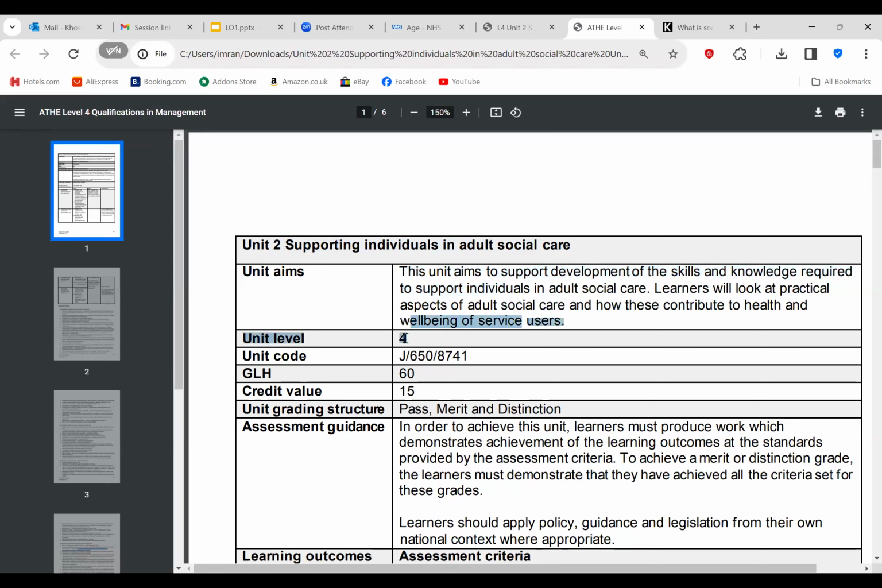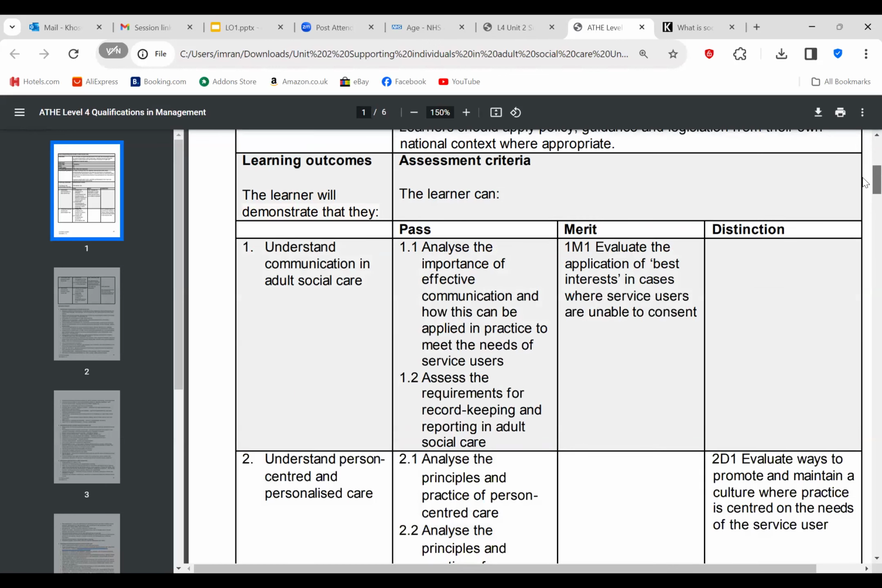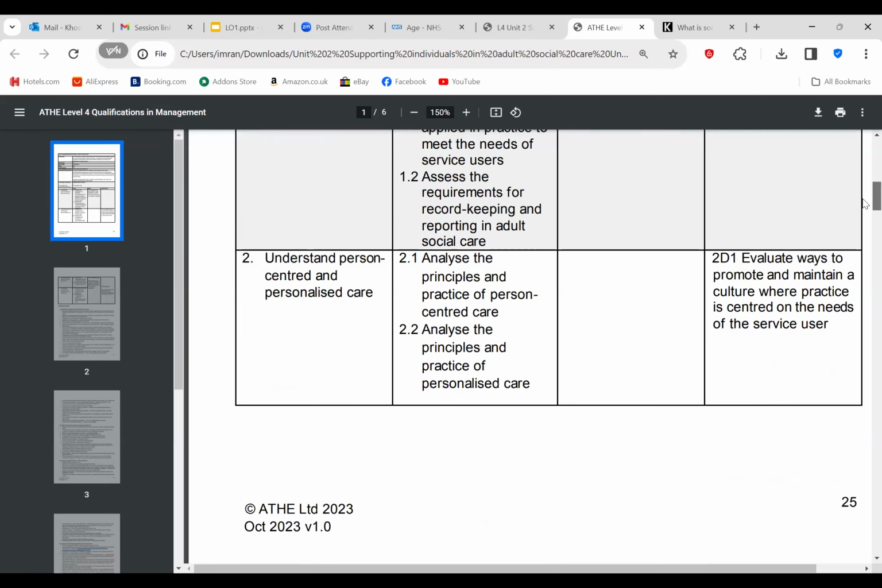It's a level 4 unit, HE level 4, and it's got 15 credits. When you're doing your assignments, there's a pass, merit, and a distinction. You would have certain learning outcomes that you would achieve during these sessions. Your first learning outcome would, for instance, make you understand communication in adult social care. And there are different criteria for just passing this, or if you want a merit. There's no distinction in this.